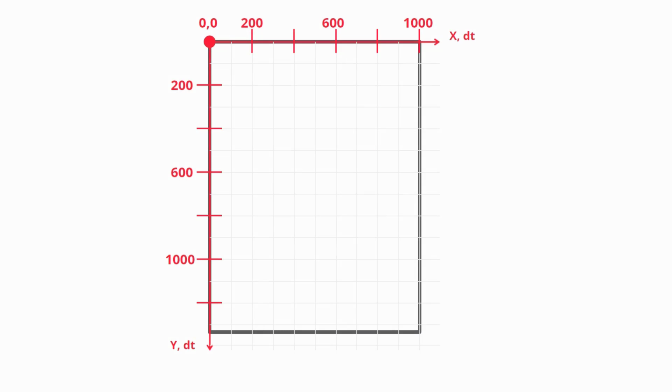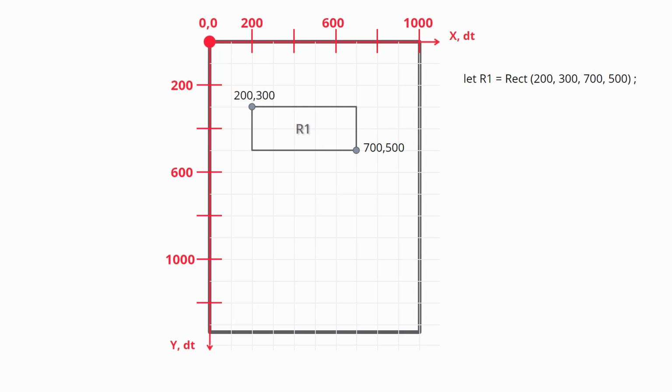Let's illustrate this with a few examples. Consider a rectangle R1, which could be automatically created around a found text field. In FlexiLayout language syntax, you can define it as follows. Let R1 equal rect with the following coordinates: 200, 300 dots for the upper left corner, and 700, 500 dots for the bottom right corner. Here, the values represent 200, which is the left boundary, 300, the top boundary, 700, signifying the right boundary, and 500, which is our bottom boundary.